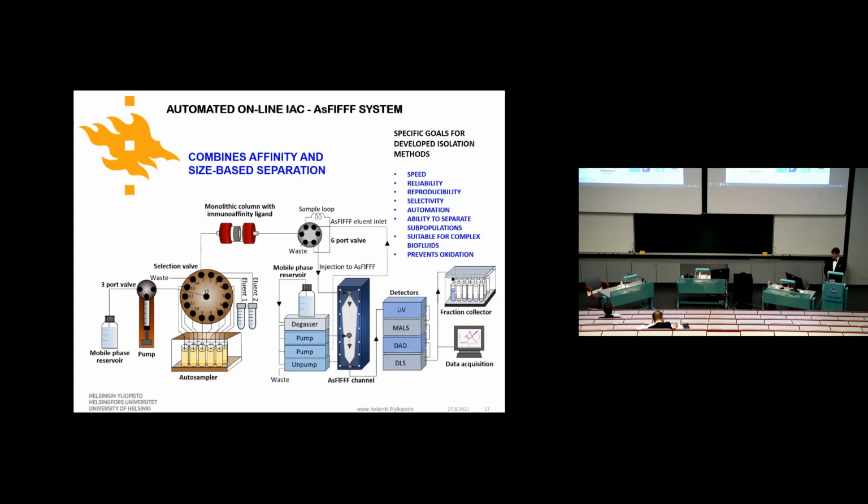The system consists of a pump and an autosampler, then a selection valve that controls the entrance of the sample into the immunoaffinity chromatography column. Then it has a 6-port valve that introduces the isolated sample into the FFF channel. In the end, we separate by size and detect with different detectors, which already give us important information on concentration and sizes. And in the end, we collect the fractions for further biological assays to be done.